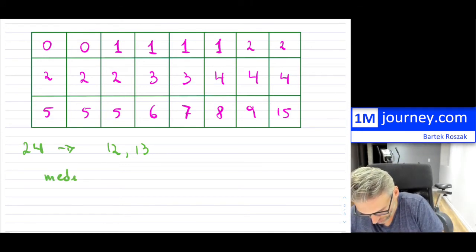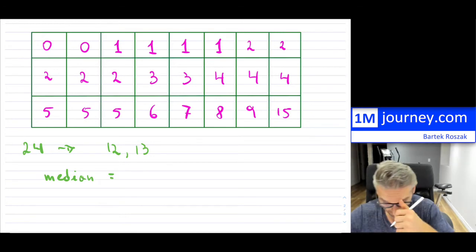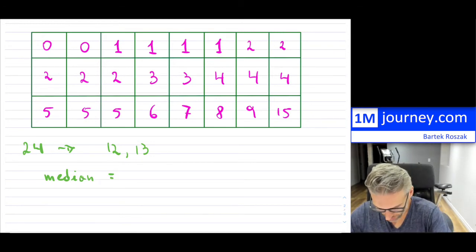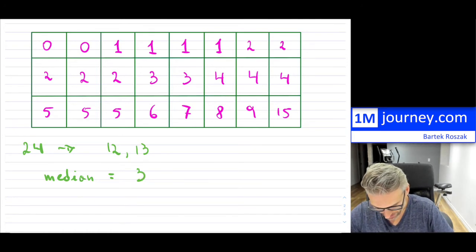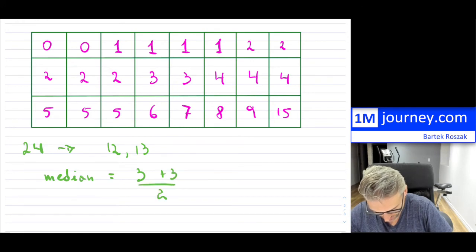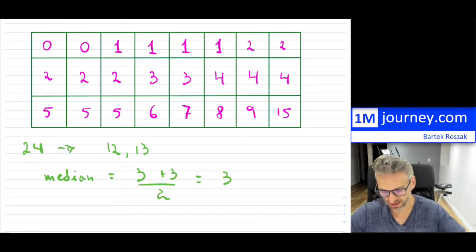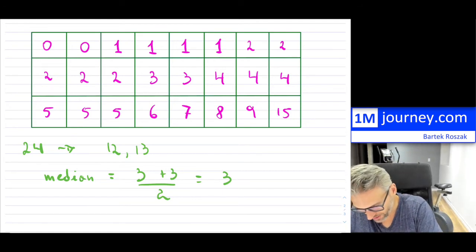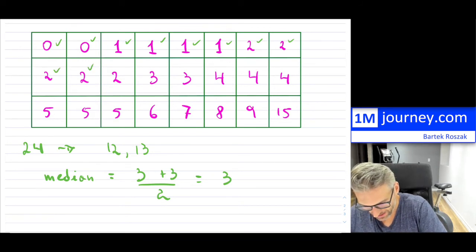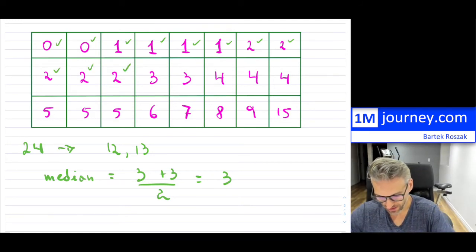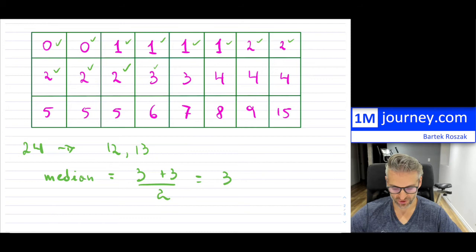So that's what I want to do first. What is my median right here? Well, that's 8, 9, 10, 11, 12. So the 12th is a 3, and the 13th is also a 3, divided by 2. So my median is 3. And notice I have 11 points on this side, my median falls right in the middle, and then I also have 12 points on the other side.